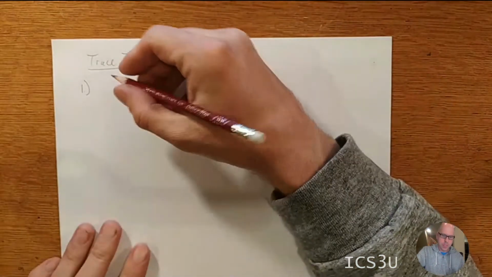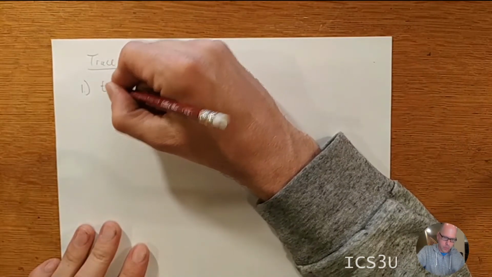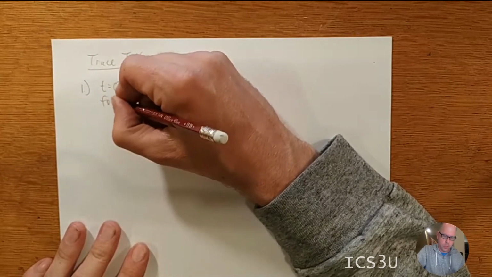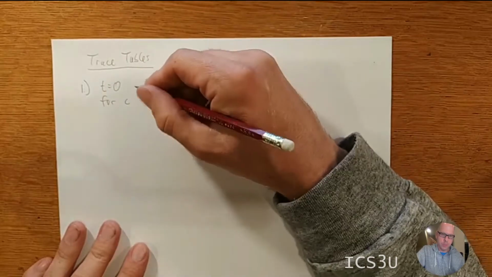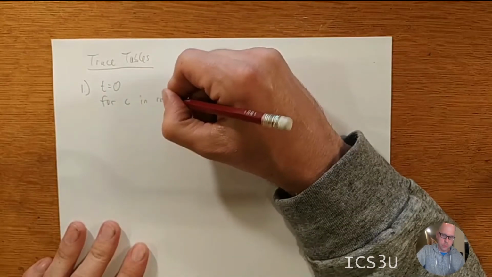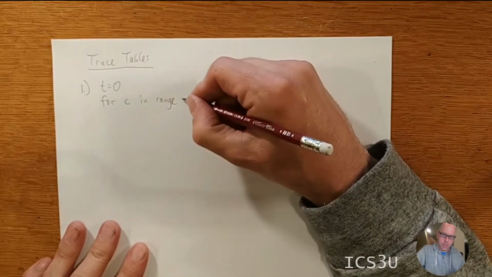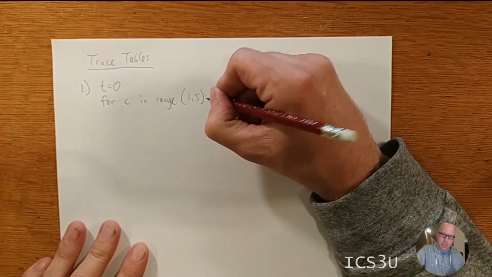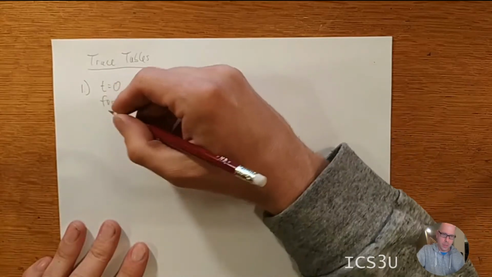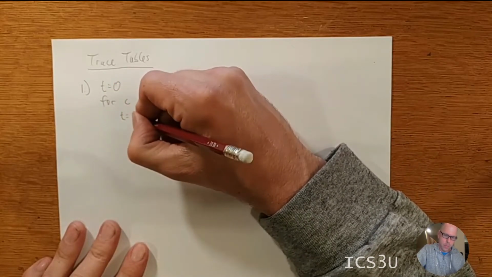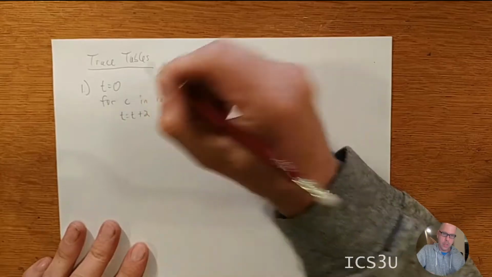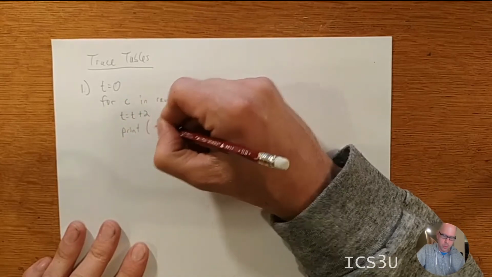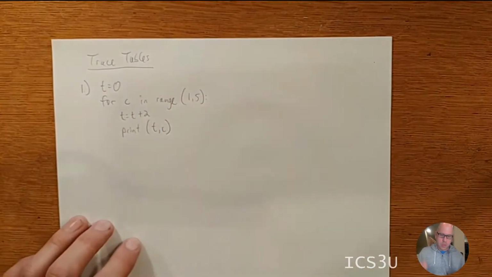Here's our first example. So we start off by just taking a look at some code, and we're going to have 2 variables in this code, t equals 0, and we're going to have a for loop. Trace tables are really going to help you understand code a lot better, I think, and help you when you run into a problem. And it'll help you understand what you have to do to solve that problem. So that's the code that I'm going to start with.